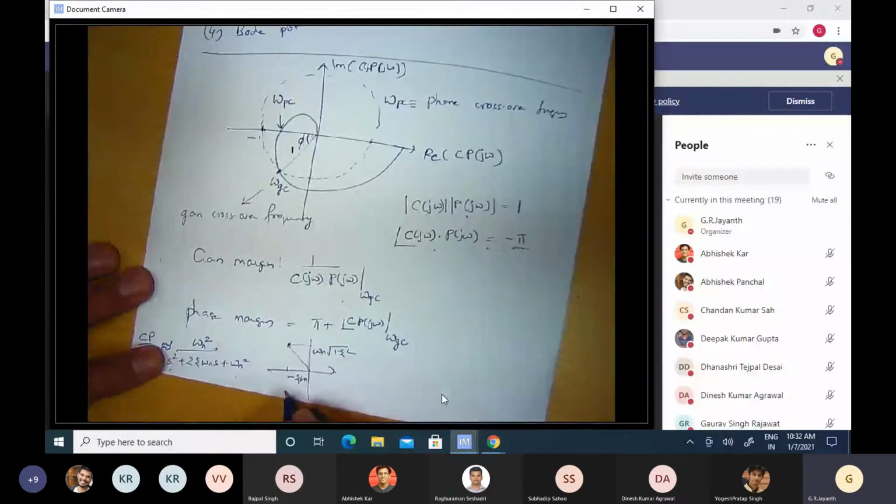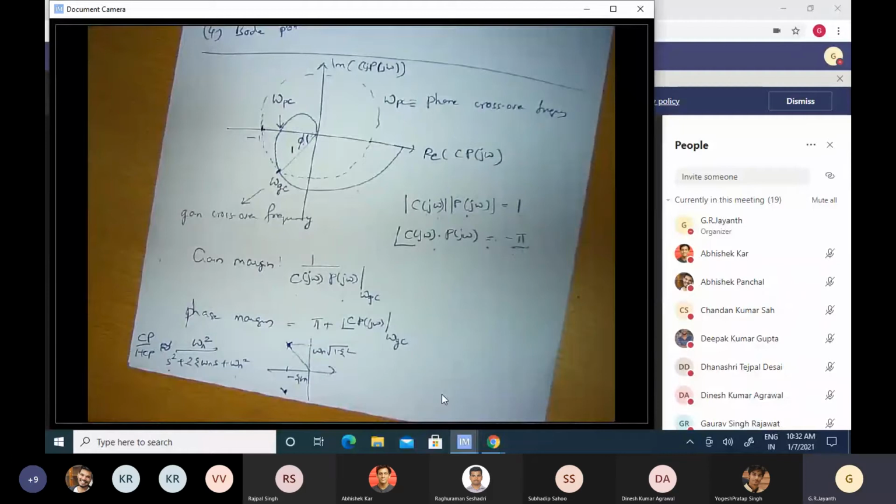The other pole is its complex conjugate located here. So these are the only two poles of the closed loop system that matter as far as its overall response is concerned, although there may be other poles whose locations we cannot tell.